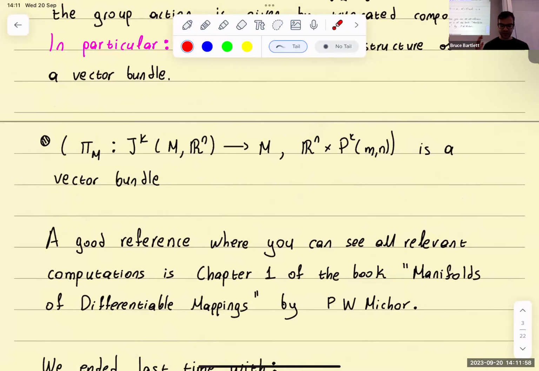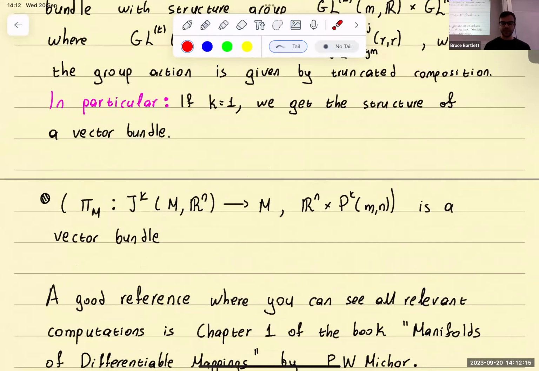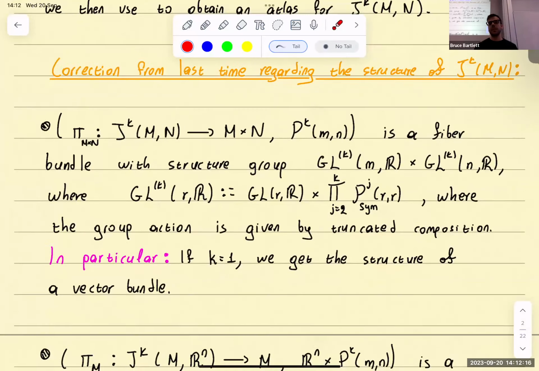If you don't want to do this calculation, or if you just want to read about it, a very good reference where I found this is chapter 1 of the book Manifolds of Differential Mappings by Michor, where he does it in a lot of detail. Let me also just say, Dario, that book by Michor is also the reference for infinite dimensional manifolds.